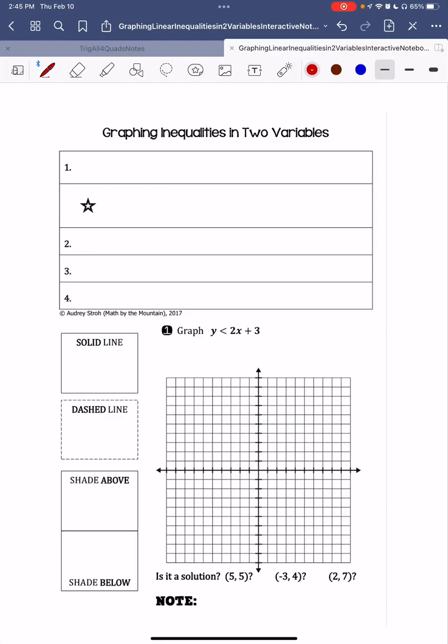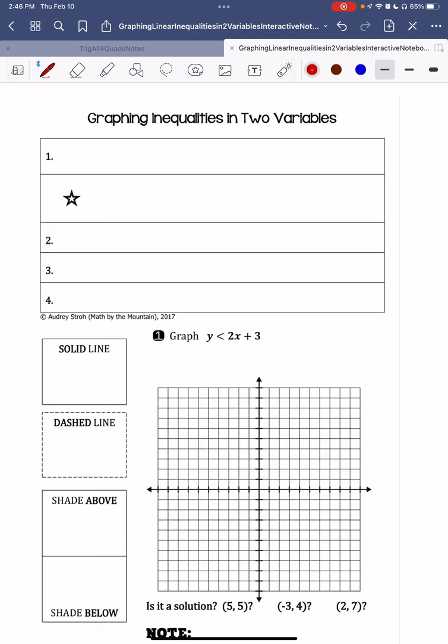This video is to do some review from Algebra 1 about solving or graphing inequalities in two variables. So I'm going to remind you of the steps and then we're going to do a few examples. So first step sometimes is to solve for y. That's not always necessary, so we'll just say if needed.